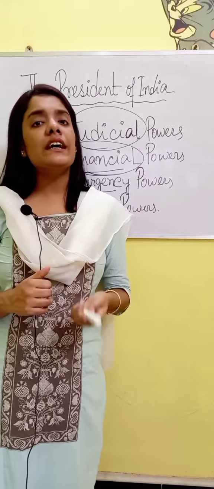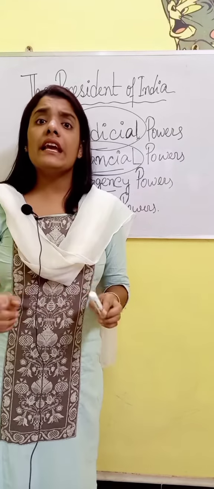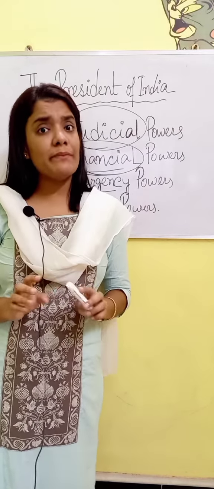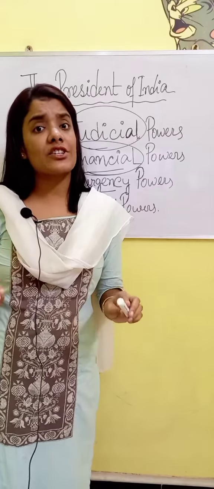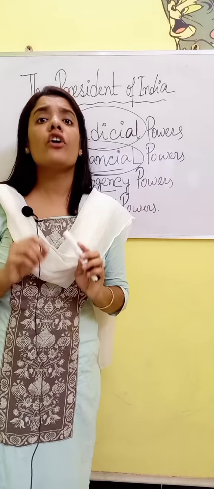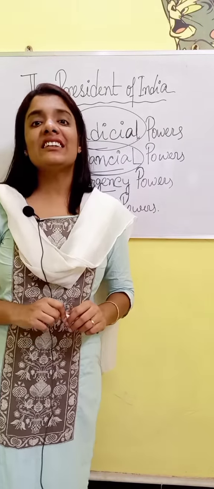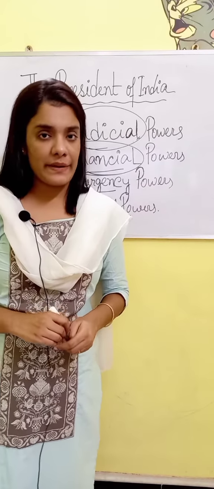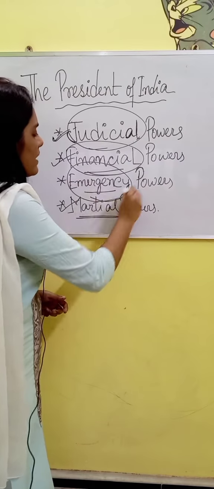And the third financial power you already know, that is, a money bill can never become a law. It can never become an act without the signature or the assent of the President. So this is the third financial power of the President. Now we will move on to the emergency powers.